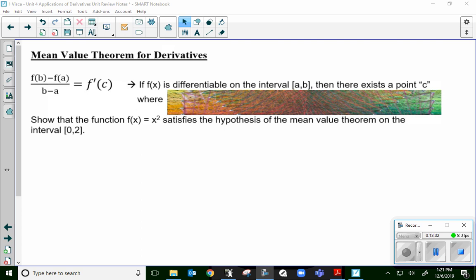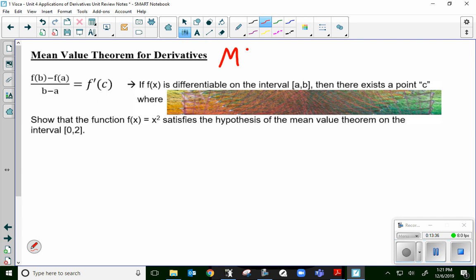Mean value theorem of derivatives. I see a lot on answer keys and on tests people use MVT for mean value theorem. They do not write it out. Meaning, if they have to prove something and say that by using the mean value theorem, they will say, by using MVT, or by definition of MVT, whatever. So that was acceptable in my book.